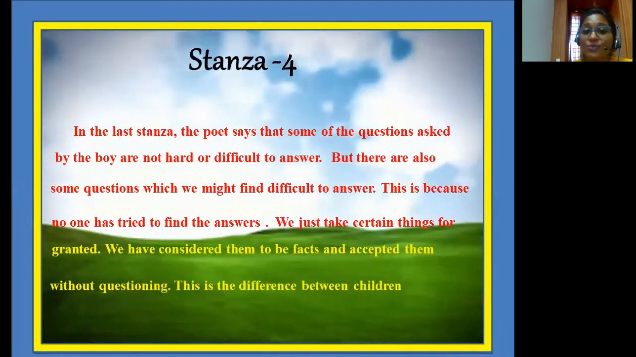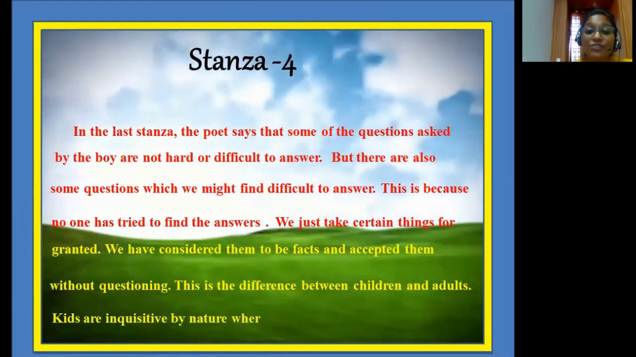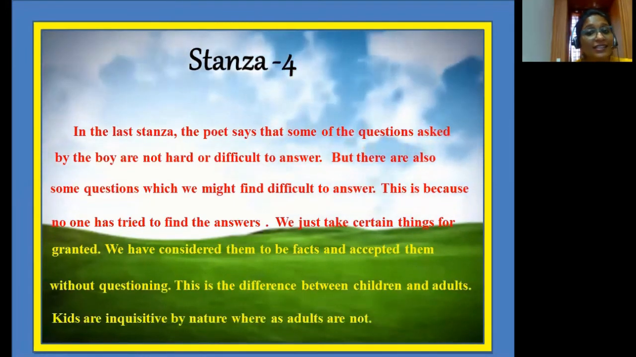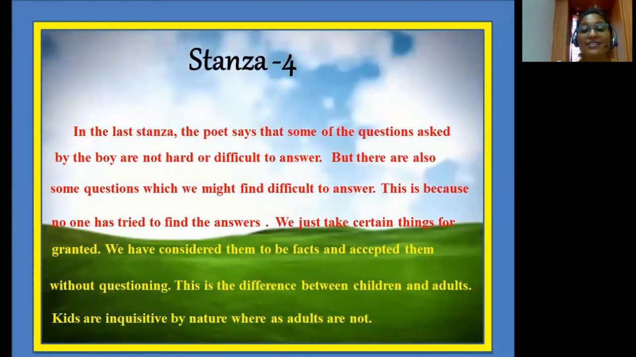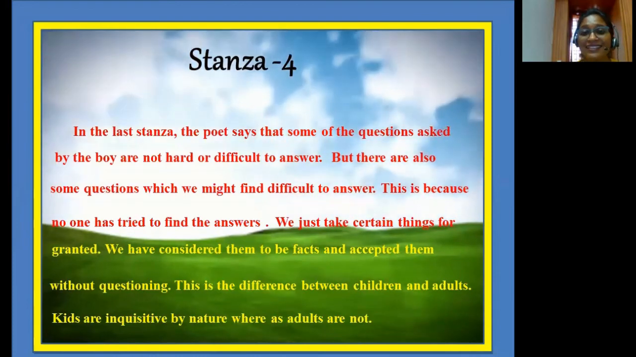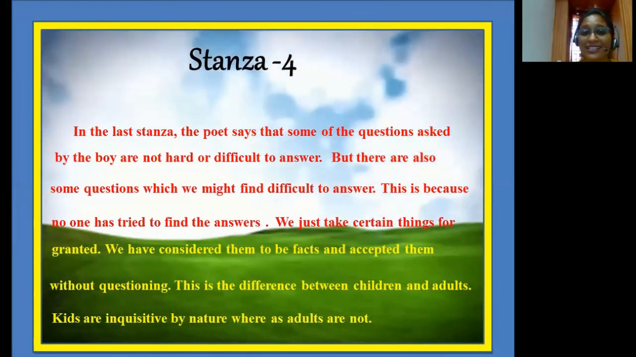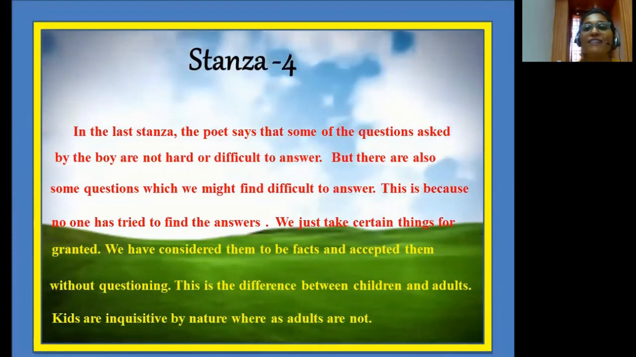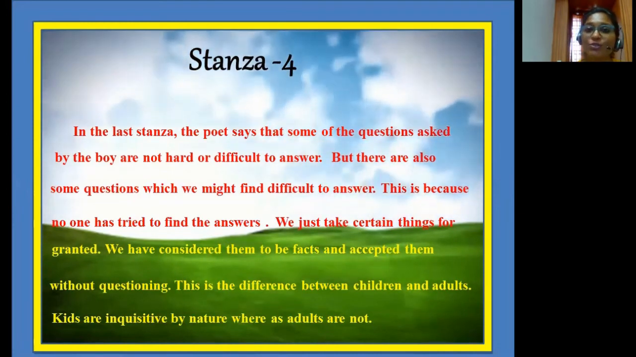This is the difference between children and adults. Kids are inquisitive by nature, whereas adults are not. In the last stanza, the poet concludes by saying that most of the questions asked by the kid are not difficult or hard to answer, because we have got proper scientific explanation for those questions. But there are certain questions which cannot be answered because we have taken them for granted. These are facts which we have accepted without questioning.